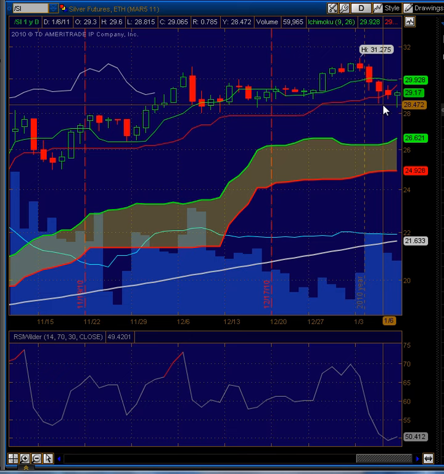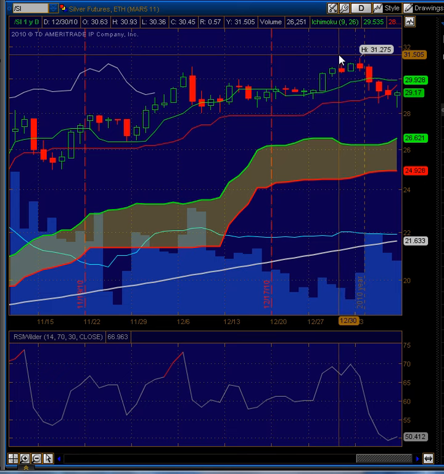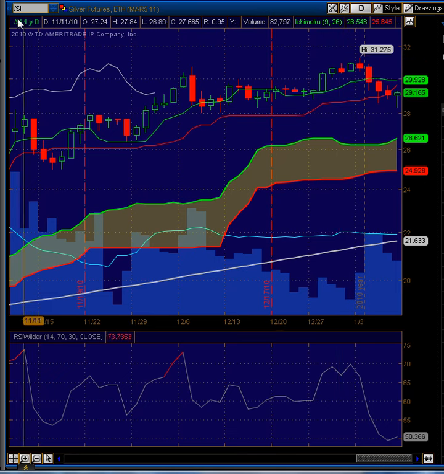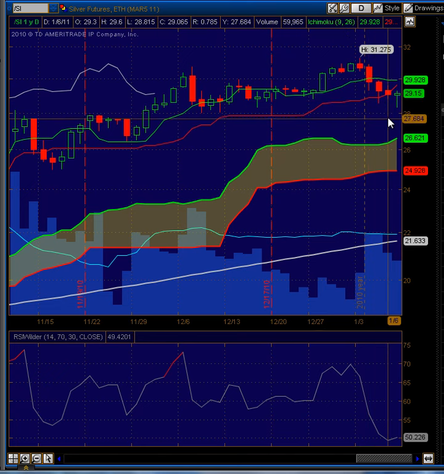Well, what you're looking at here is the silver futures contract. This is the March contract. ThinkorSwim allows you to put up the continuous contract by putting the forward slash sign there and then just the symbol, and it will automatically roll it over to the near month contract. So anyway, this is a daily chart.